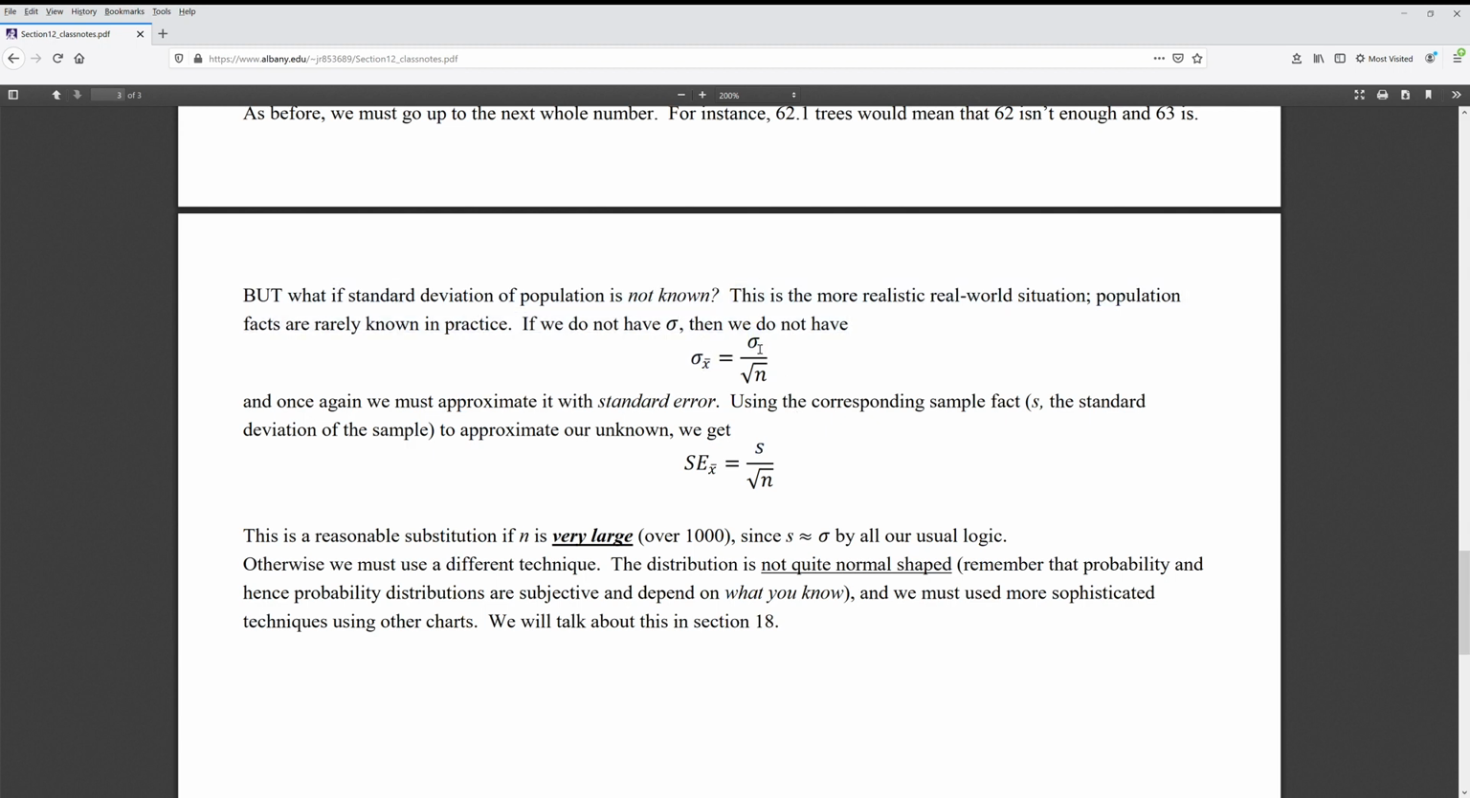Now this gets a little bit complicated because additional randomness will make the thing more random. So we'll talk about that a bit later. But if the sample size is very large, say over 1,000, then it's not going to make too much of a difference. You don't really have to know this. It'll be very obvious when we talk about it in Section 18 just by looking at the numbers. So for the time being, we'll assume that we know the standard deviation of the population while we're looking for the standard deviation of the sample.